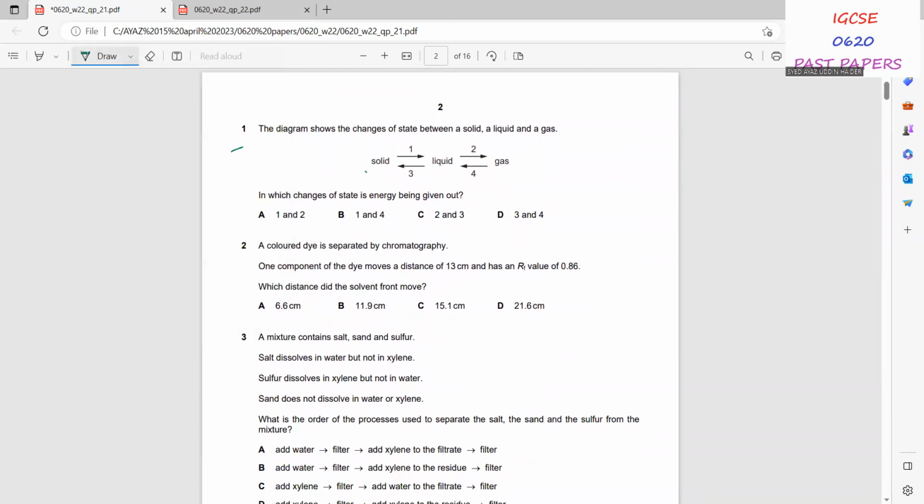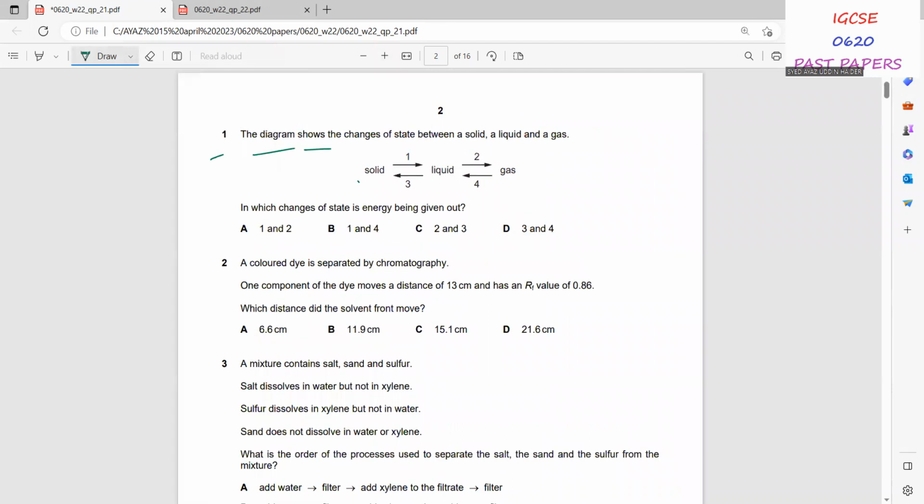Question number 1. The diagram shows the changes of state between a solid, a liquid, and a gas. You see solids converting to the liquid state, and liquid converting into the gas state, and gas state converting back into the liquid state, then liquid state converting back into the solid state. In which changes of state is energy being given out?